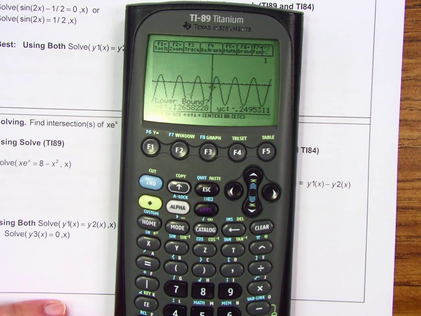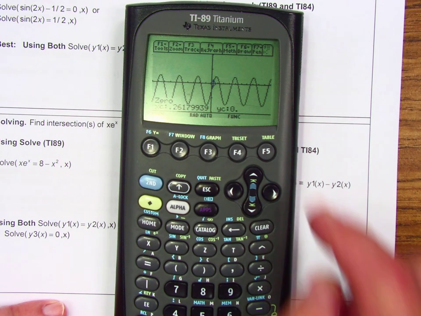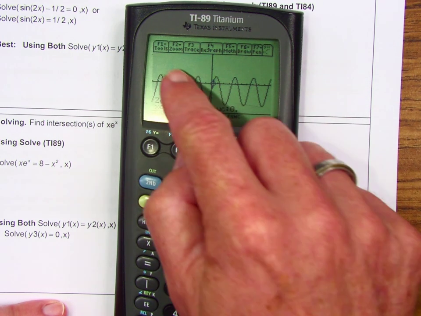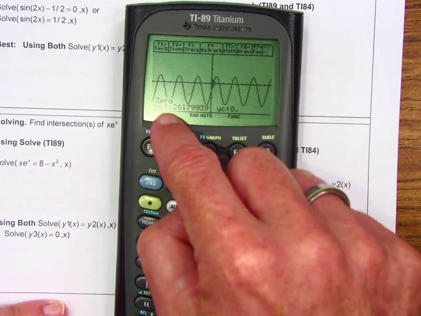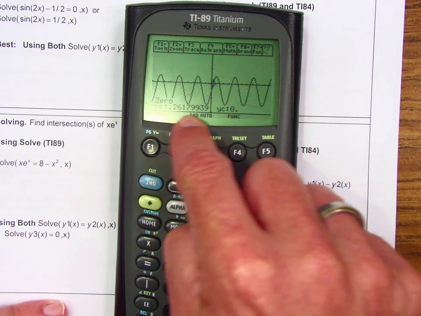So I'm going to hit enter, and now I'm just going to cursor till I'm above it, and it finds that first one is 0.261. Okay, I'm going to go do the second one. Maybe I need to find more than one. And then I'm going to do the same thing. By the way, at least 3 decimals. So actually, that would be 0.262.